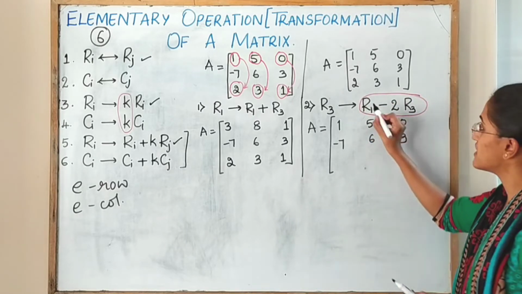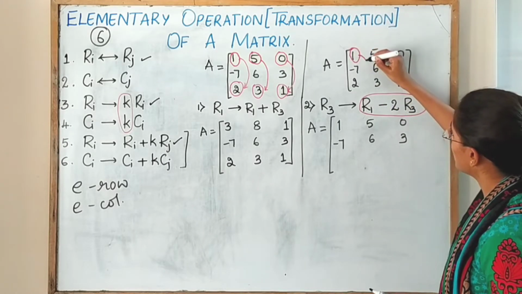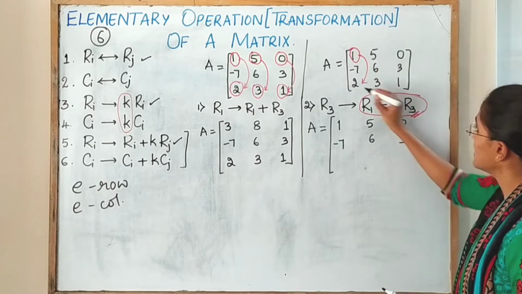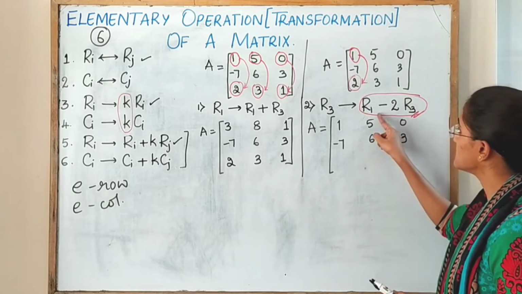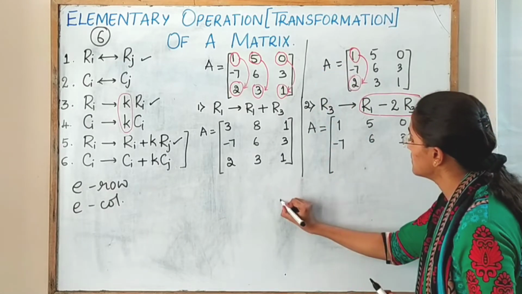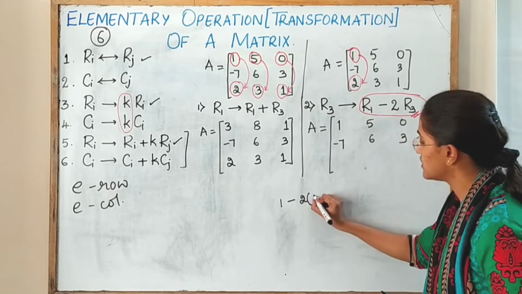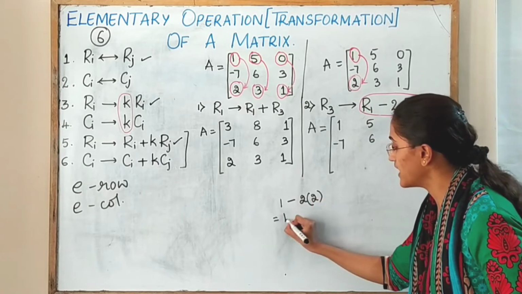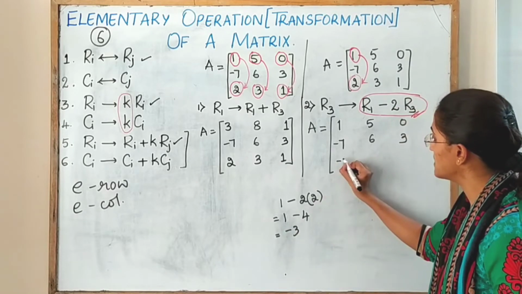The third row will be changing according to this operation. Now take the first element of R1, okay, and its corresponding element in R3, since in the transformation I am having R3. Now applying this transformation to the elements, we get R1, that is 1 minus twice R3, which is 2, and hence we get 1 minus 4, which gives us minus 3.